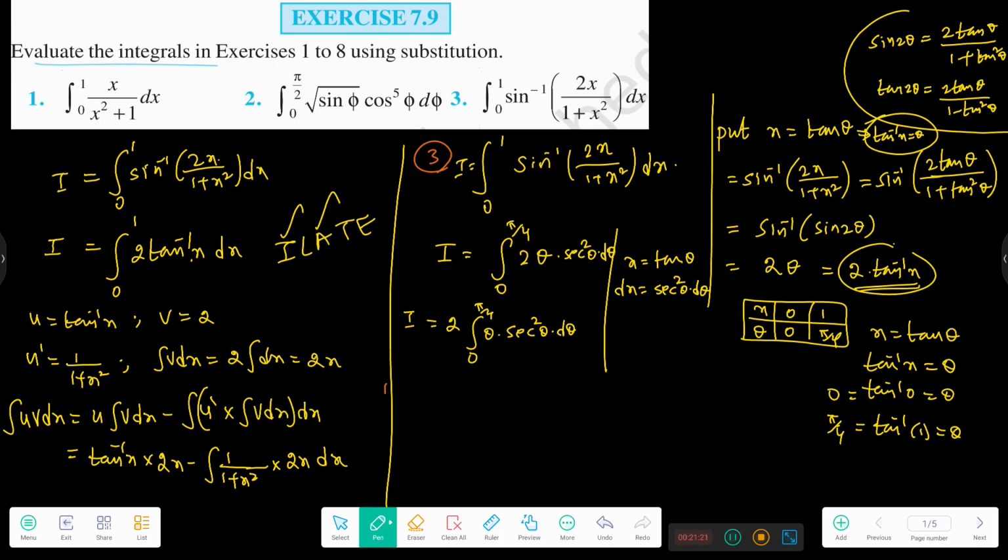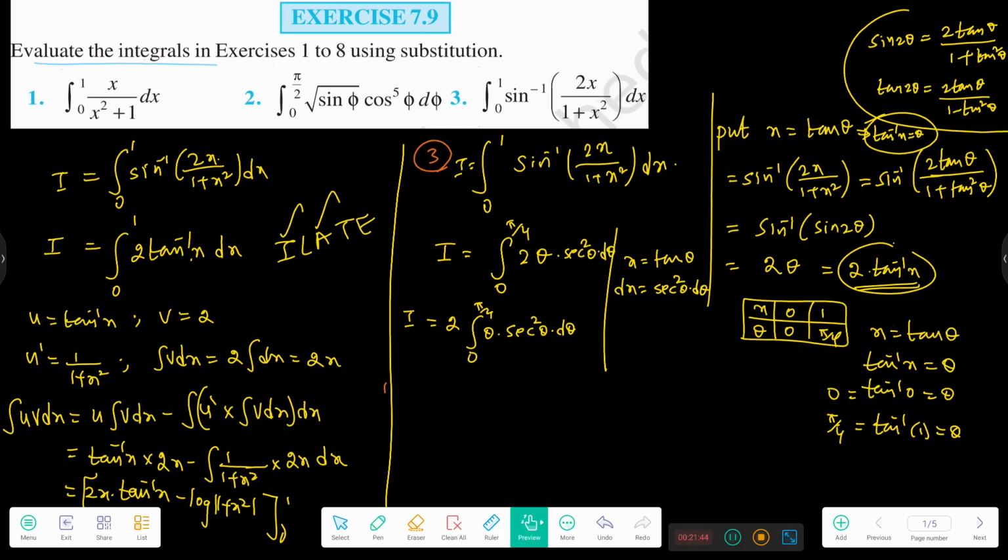So you can write 2x into tan inverse x minus, see, when I differentiate the denominator I am getting the numerator, so surely you can write log of the denominator, that is log of 1 plus x square. So everything we have done. Finally you have to give the limit 0 to 1. If you apply the limit, you will be getting the required answer. So let me apply the limit.